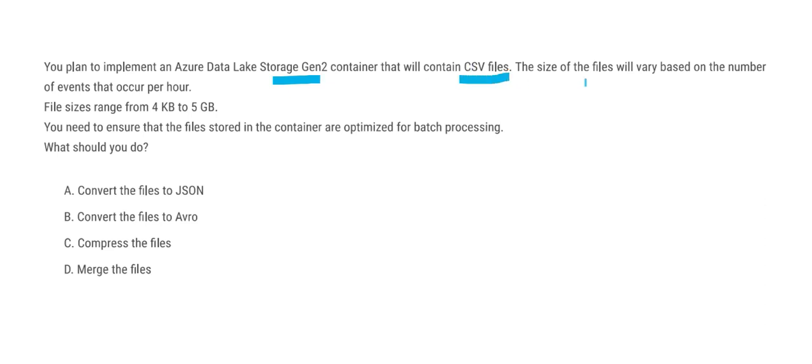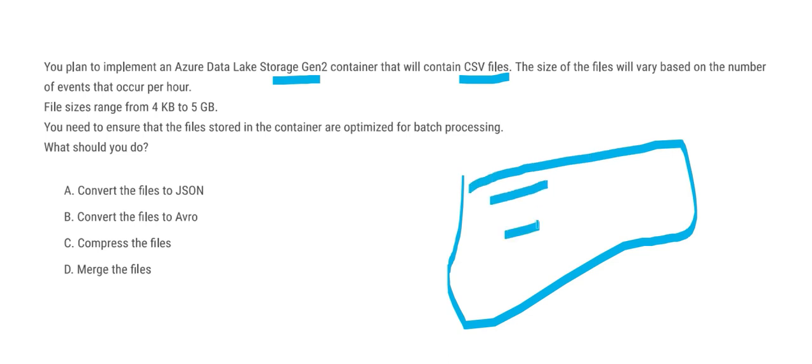See, again a question: leveraging a data lake storage container. It contains CSV files. Suppose these are three CSV files. The size of the files varies on the number of events that occur per hour. File sizes range from 4 KB to 5 GB. So files can be very small, and they can be very big.